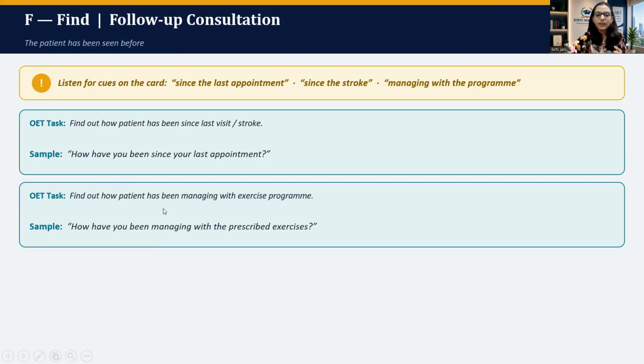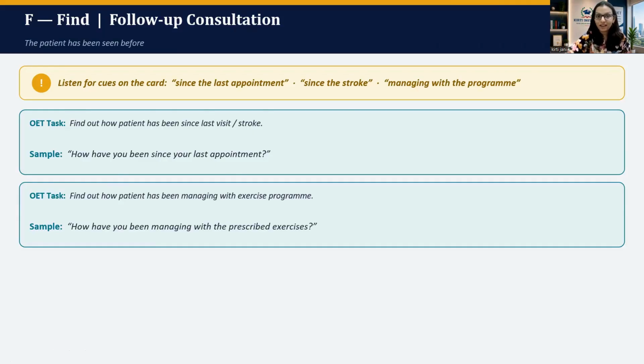Find out how the patient has been managing with the exercise program. Now think that you're a physiotherapist, and the patient came to you earlier and you advised some physiotherapy exercises. This is a follow-up appointment where you want to make sure how the patient has been managing since the last visit. So what question can you ask? How have you been managing with the prescribed exercises? Pause the video and repeat after me. It would work. This is all about find.